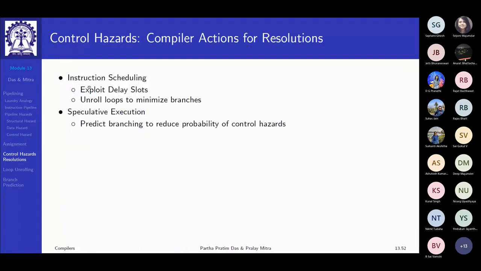So the compiler strategies that we are going to discuss will be a combination of two things. One is instruction scheduling. In instruction scheduling, we will try to exploit the delay slot, assuming that at least one delay slot is there. We'll try to show how delay slots can be exploited. And the second, which is very interesting, is when does branching affect most?